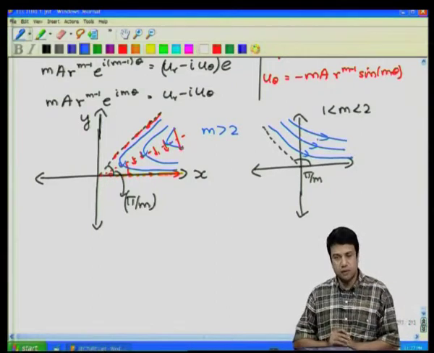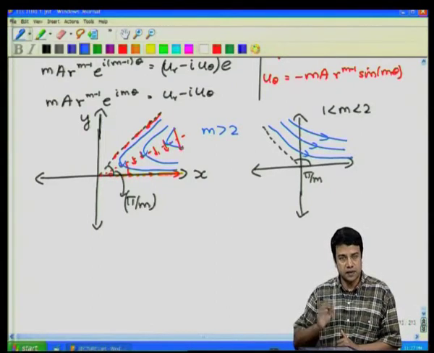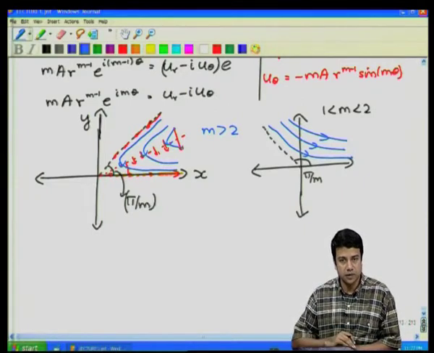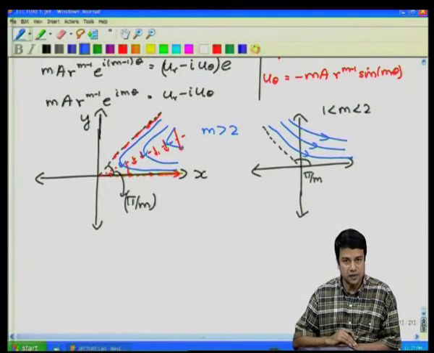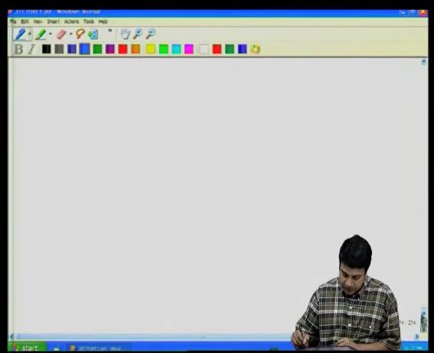You get a flow in an obtuse angled corner if the angle is between pi by 2 and pi, or m is between 1 and 2. This is for m greater than 2. For m equal to 2, w is equal to a z square. So, the angle is pi by 2. You get a flow in a right angled corner.